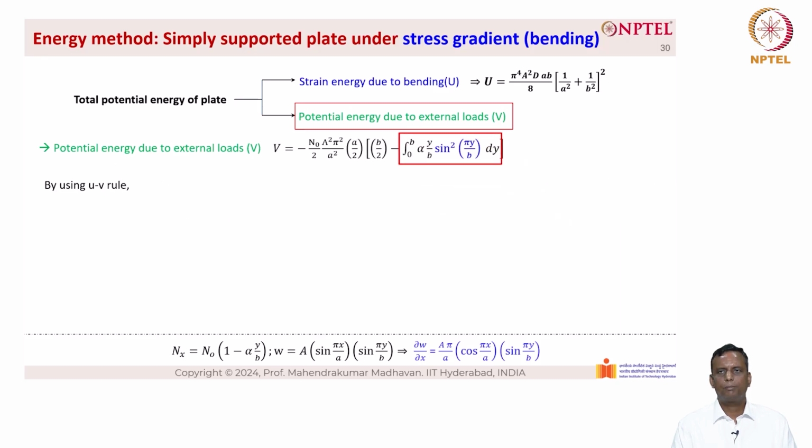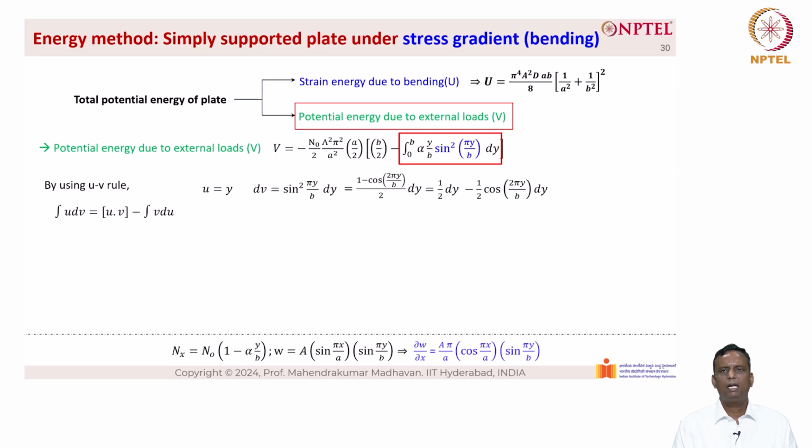So when we look at that integral separately, we need to use what is known as UV rule. Basically, integral of u dv is equal to uv minus integral of v du. So here u equal to y and dv equal to sine square pi y by b into dy. This sine square can be written as 1 minus cos 2 pi y by b divided by 2 into dy, and this can be written as dy by 2 minus half into cos 2 pi y by b into dy. Then du equal to dy because u equal to y, and now when we integrate from 0 to b, v equal to integral of half of dy minus half into cos of 2 pi y by b into dy.